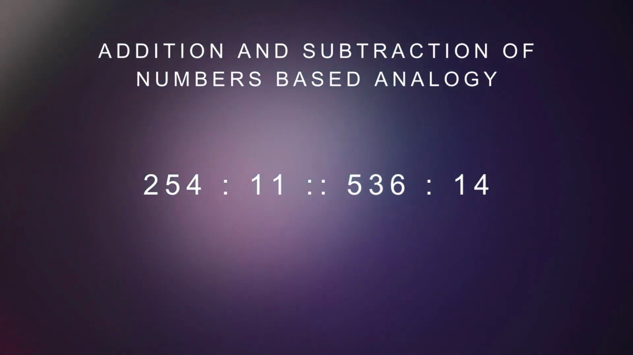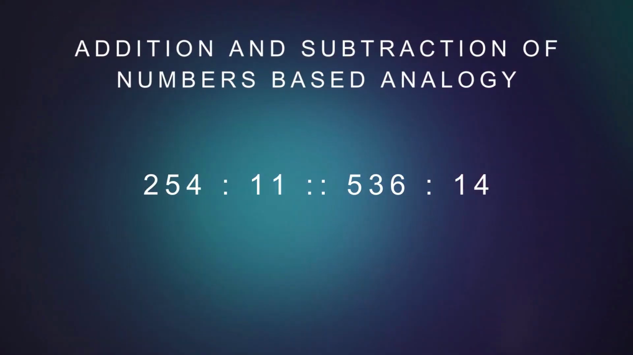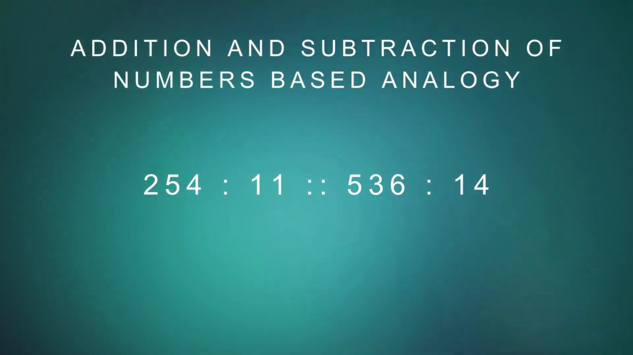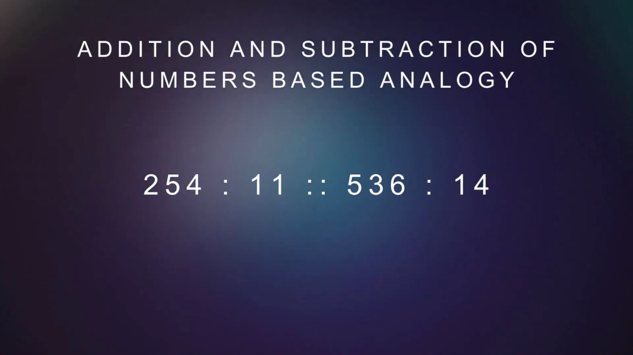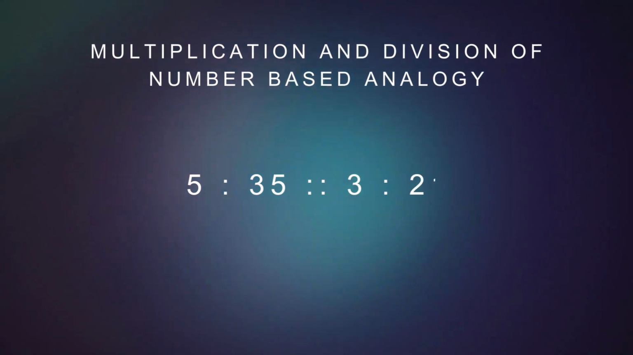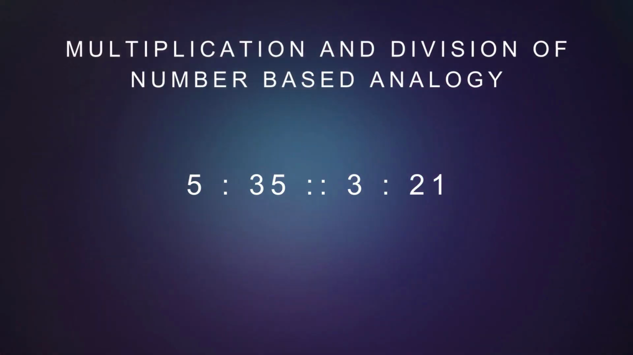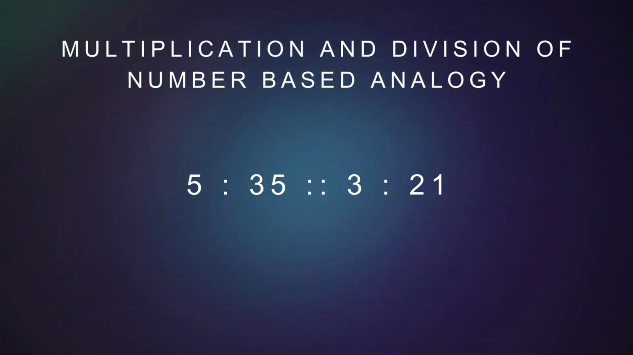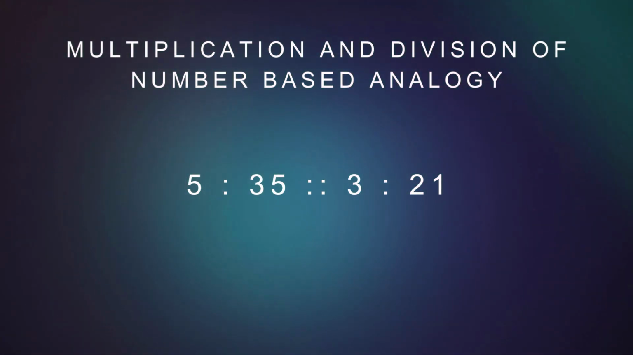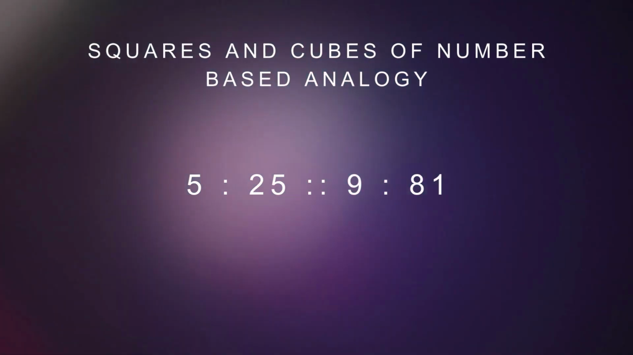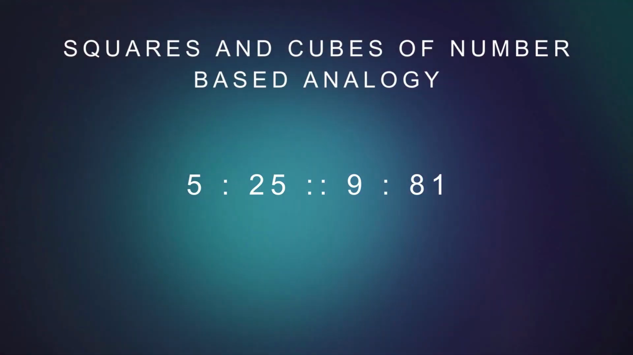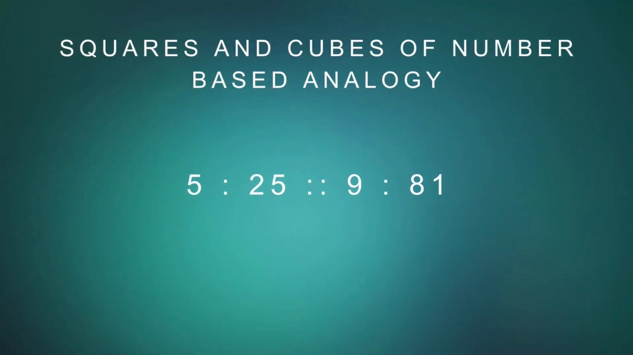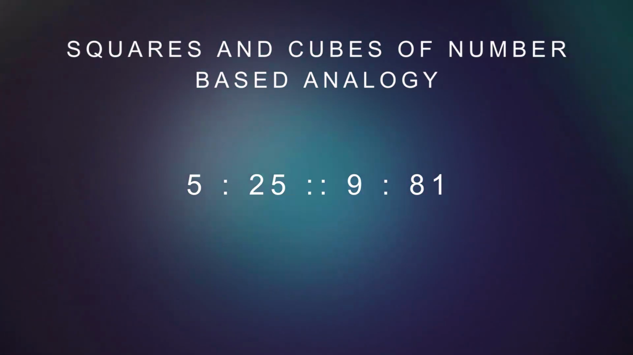Addition and subtraction of numbers based analogy. 254 is equal to 11 and 536 is equal to 14. Multiplication and division of numbers based analogy. 5 times 7 is equal to 35 and 3 times 7 is equal to 21. Squares and cubes of numbers based analogy. 5 square is equal to 25 and 9 square is equal to 81.